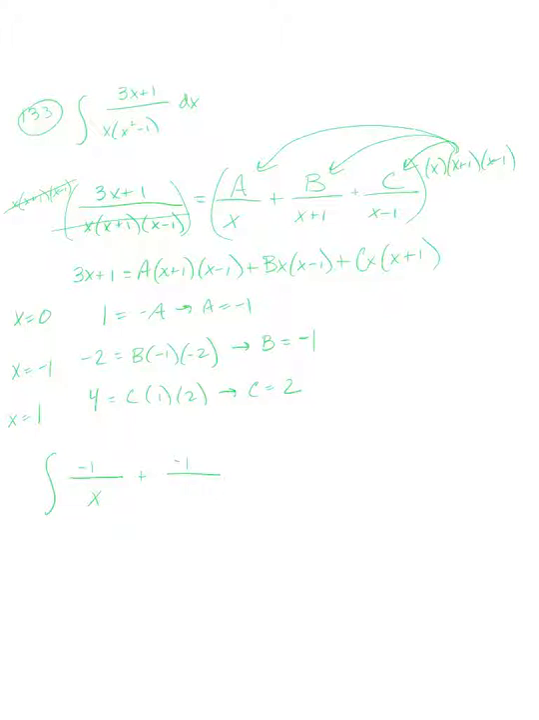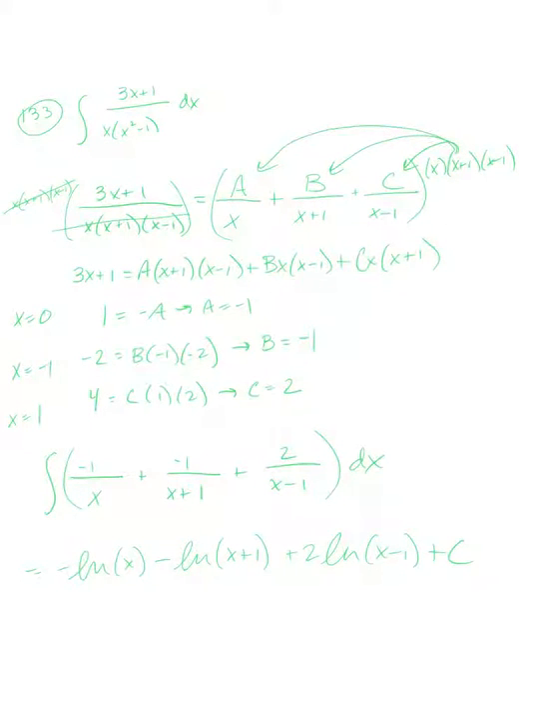So I'm going to rewrite my integral as a, negative 1 over x, plus b, negative 1 over x plus 1, plus c, 2 over x minus 1, dx, and integrate term by term. So I get negative ln x minus ln x plus 1 plus 2 ln x minus 1 plus c.